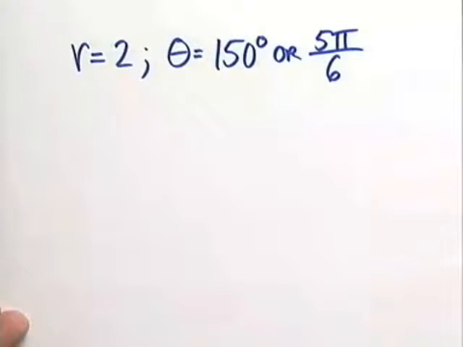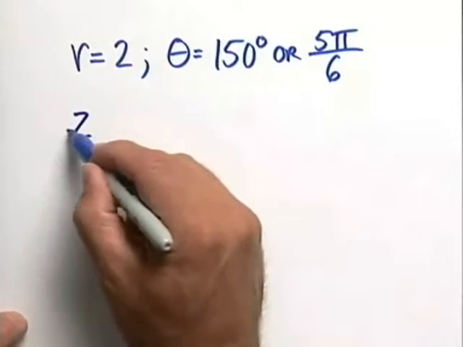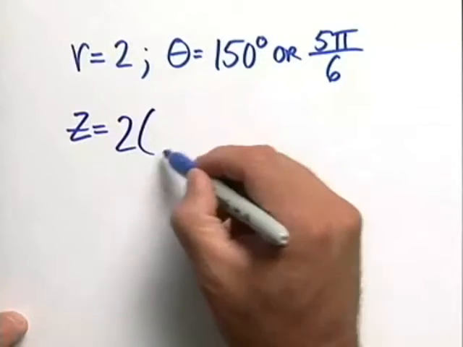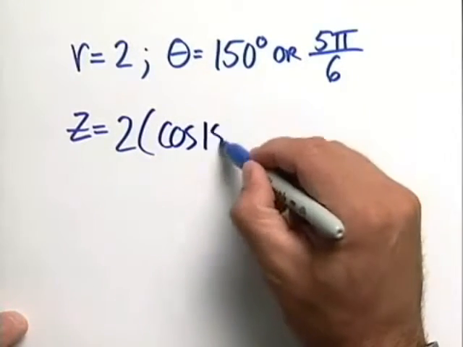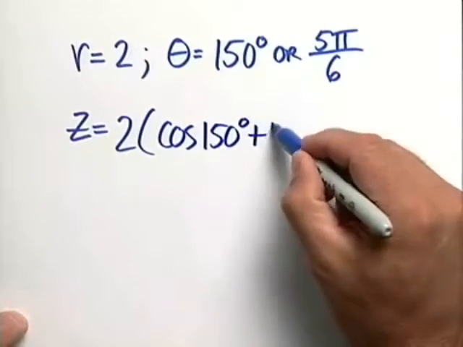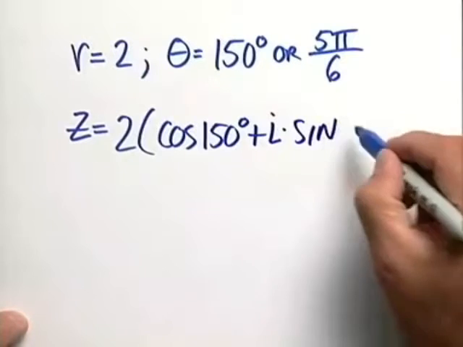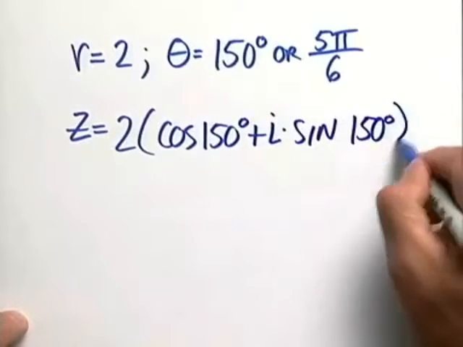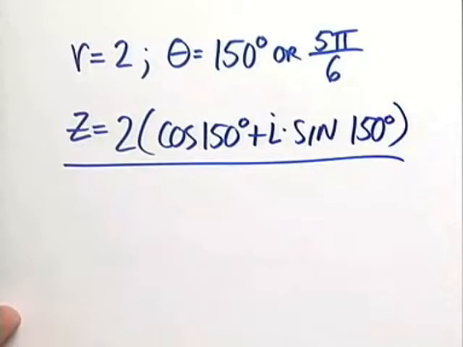Now that we have our values, let's write this in correct polar form. Remember, we want something in the form r times the quantity cosine theta plus i sine theta. So z can be written as follows. 2 times the quantity cosine of 150 degrees plus i times the sine of 150 degrees. So this would be polar form using degrees.